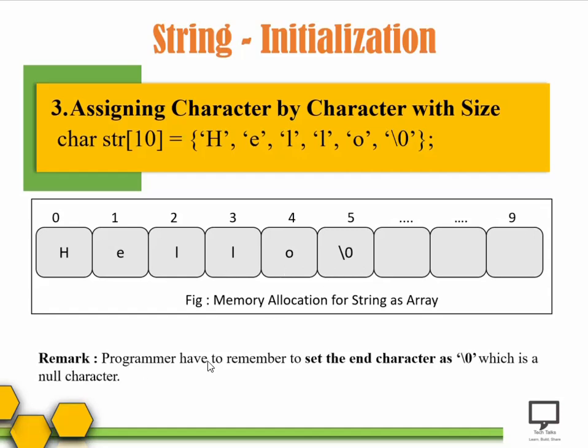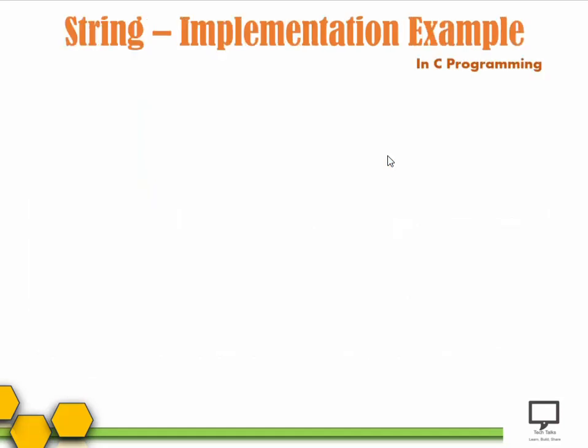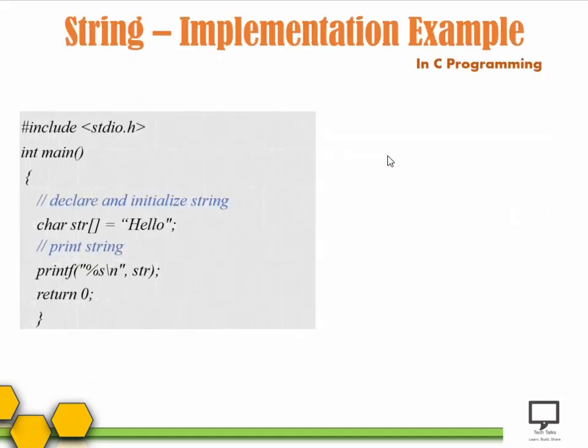Again, remark: the programmer has to remember to set the end character as null, which is at the end of the string. So it is mandatory if character by character assignment of the string variable is used. In that case, we have to explicitly add the last character as a null character. Now let's see the implementation example.